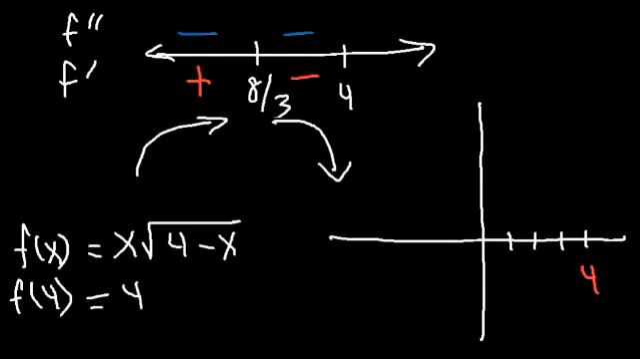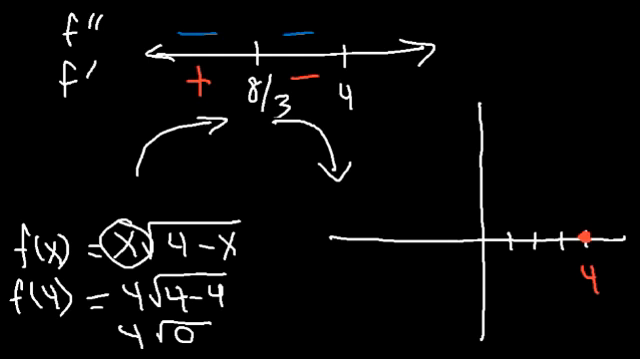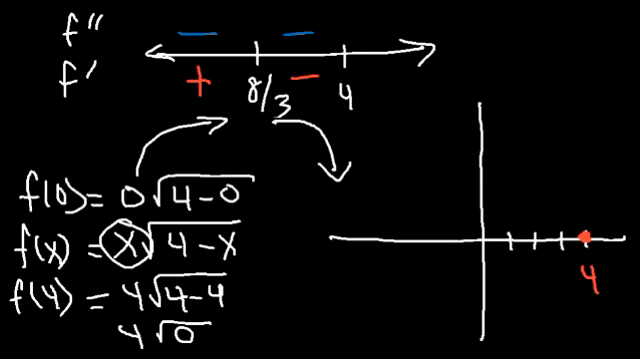F of 4 is going to be 4 times square root 4 minus 4. 4 minus 4 is 0. And the square root of 0 is 0, so this is the x-intercept of the graph. Now notice that the other x-intercept is at 0 as well. If you plug in 0, 0 times anything is 0, so the next point is at 0, 0.